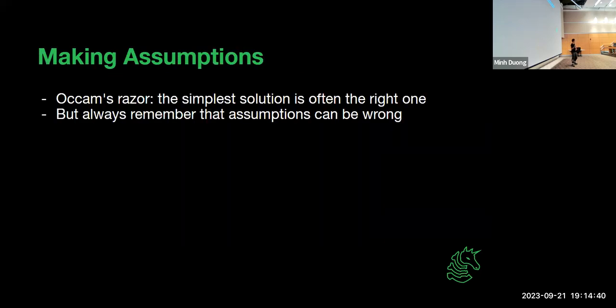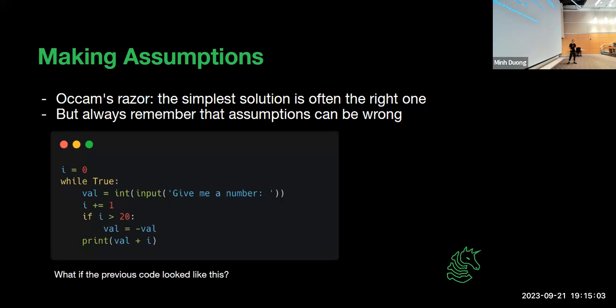That leads me to Occam's razor, which is that the simplest solution is often the right one. So oftentimes, if you have to make an assumption, the simplest assumption is the right one. Now, that's not always the case. You always have to keep reevaluating your assumptions and think about, okay, what happens if what I assumed is actually incorrect? Like for the previous code, what happens if our code was like this, where after 20 iterations, it flips value? I mean, it could be. We don't know. Do we care? I don't know. Depends on the program.